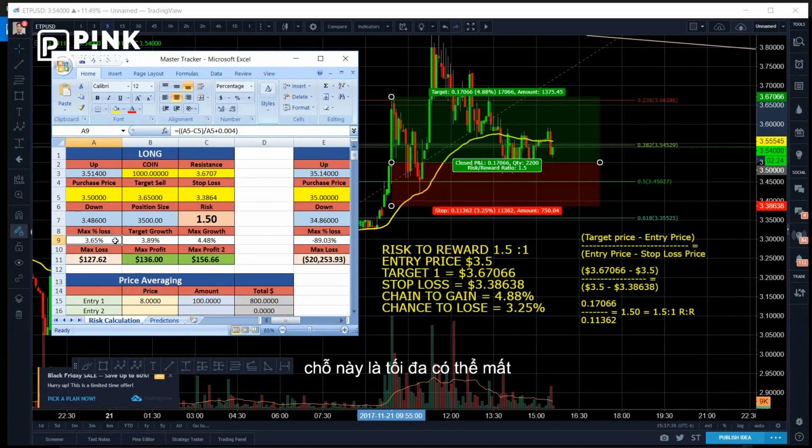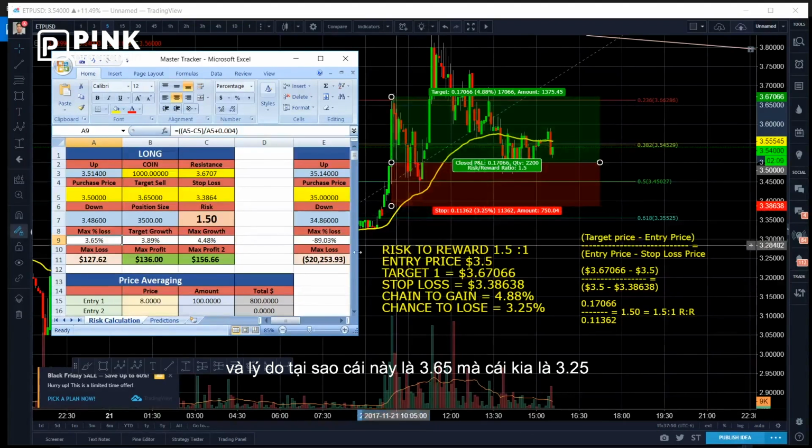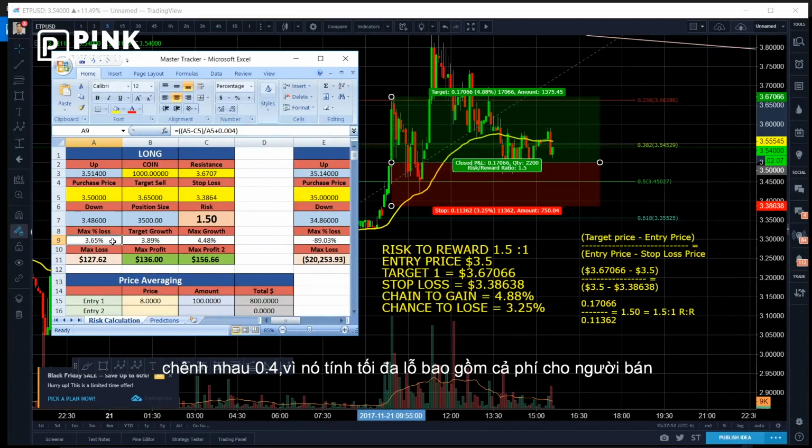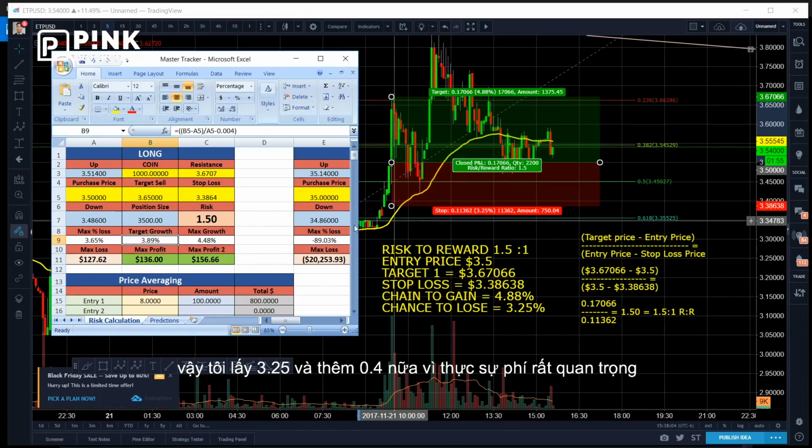And this is the maximum you can lose. So if you take your stop loss there, right, and this calculates it all, right? This is the maximum that you can lose, which also says right there, 3.25. But the reason why this is 3.65 and this is 3.25, notice the difference of 0.4, is because this factors into account the maker fee of the maximum amount, which is 0.4. Okay, guys, that is why. So I'm taking 3.25 and I'm adding 0.4 to it as well, because we have to factor in fees, all right? The fees is really important.